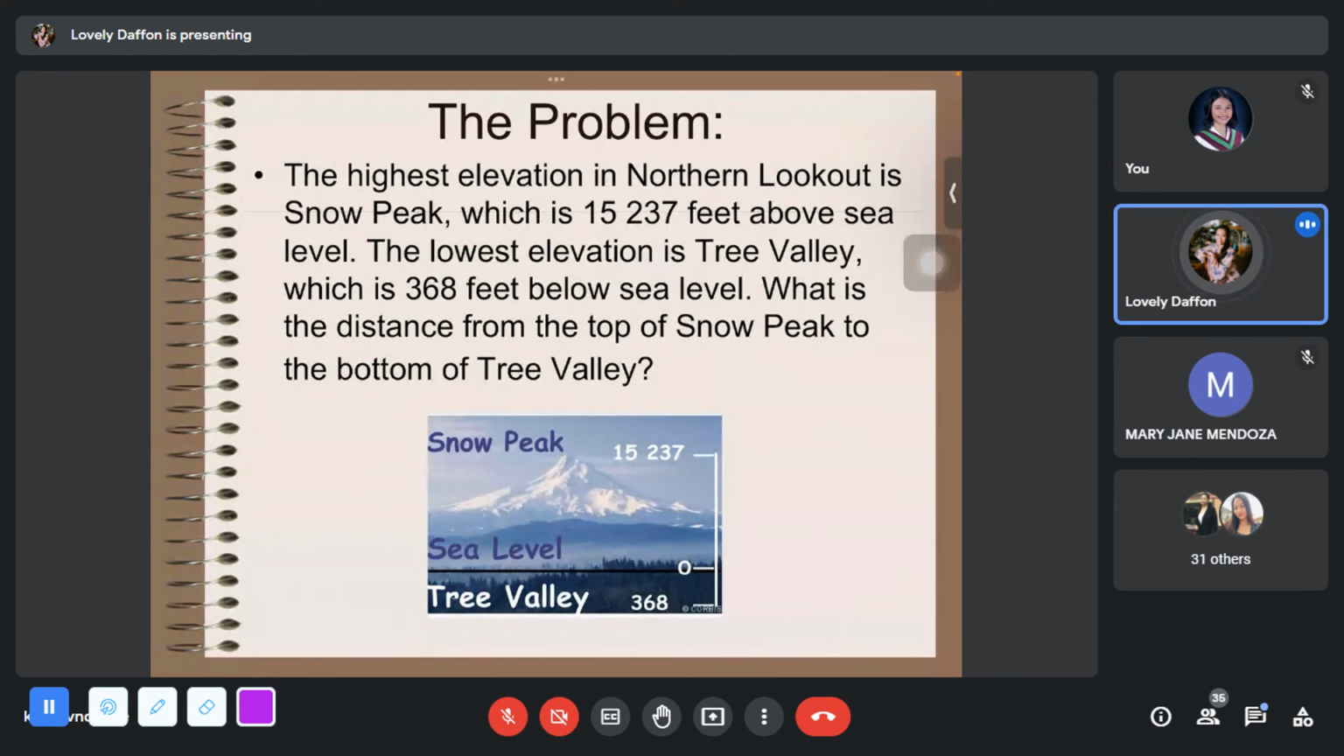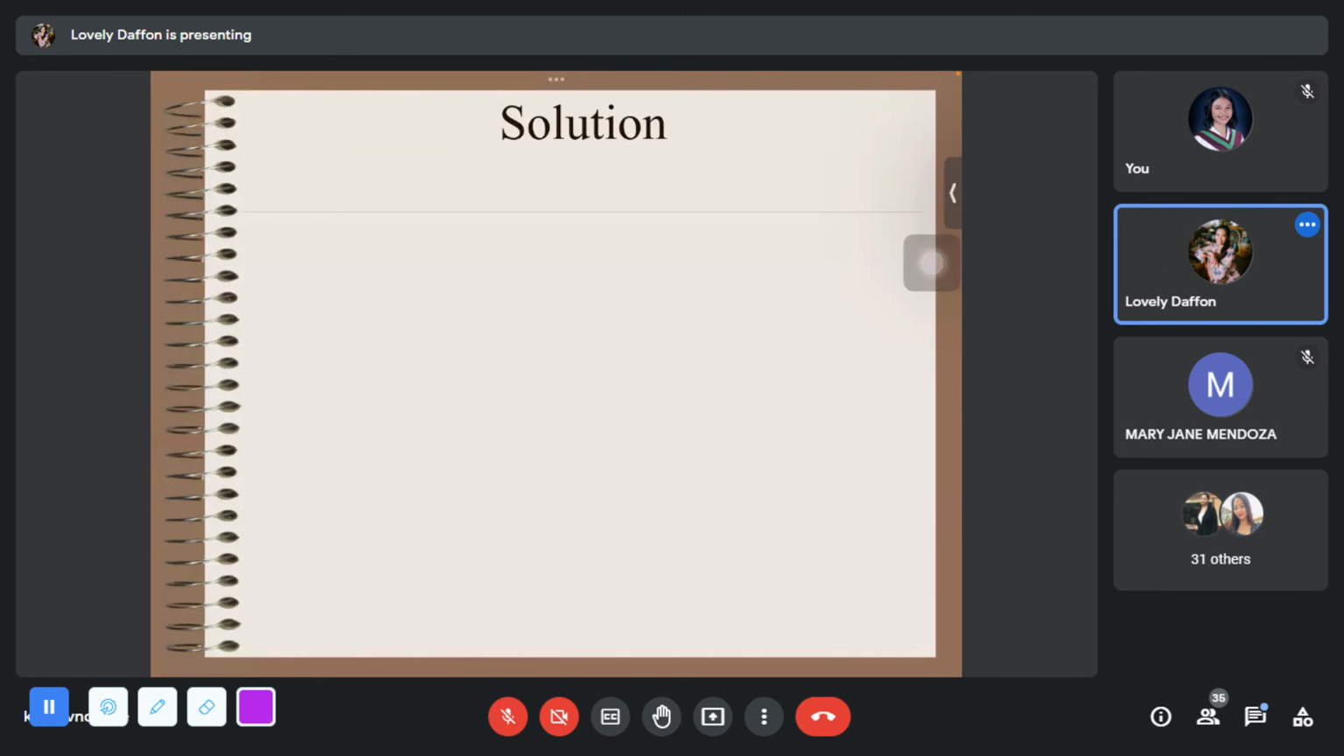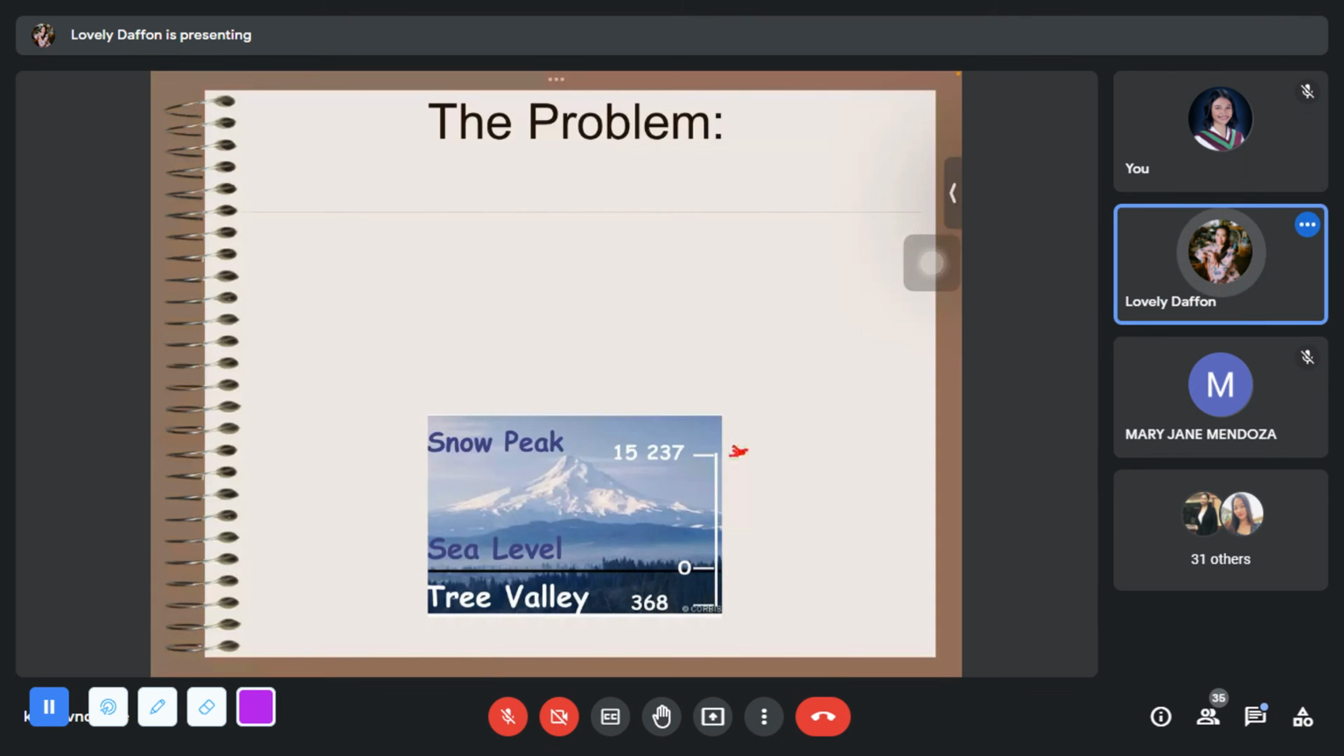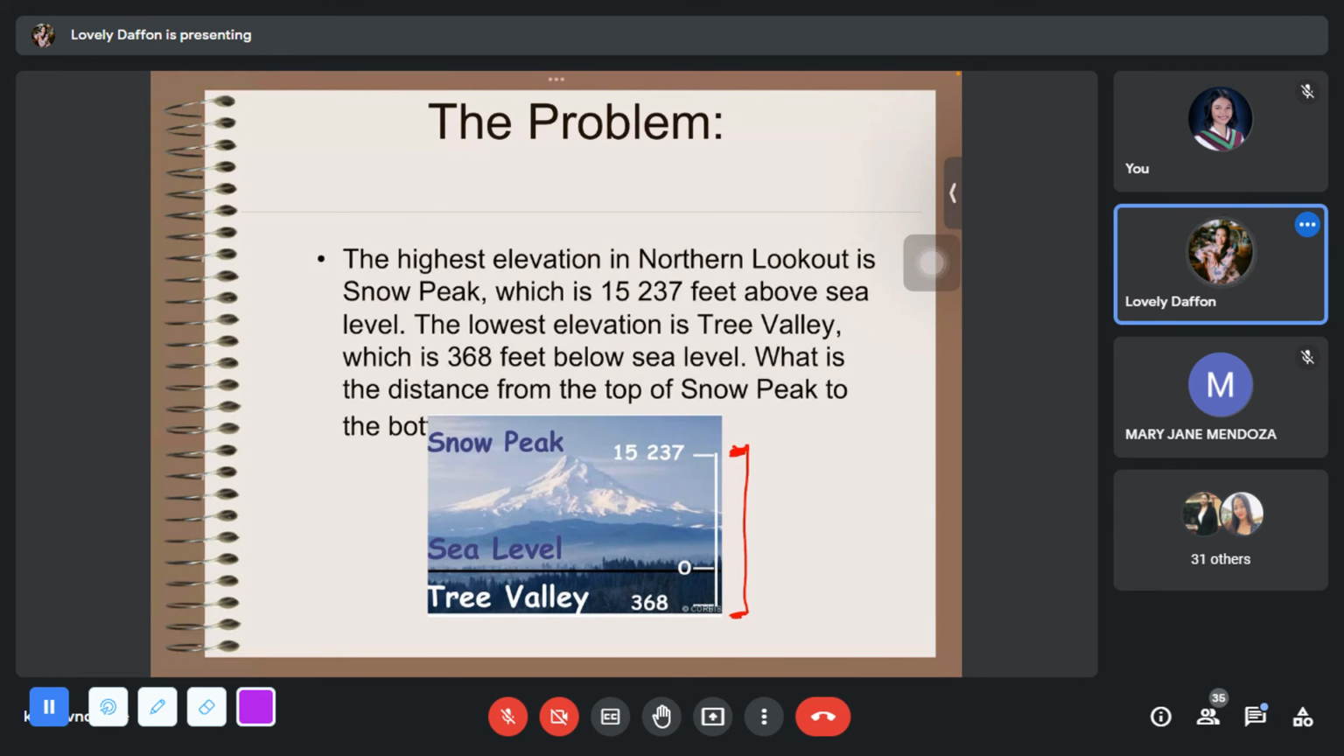Given that you already have the zero, which is the basis of the sea level, we have the above sea level and the below sea level. Then what would be the distance from the top of the snow peak to the bottom of the three valleys? So our question now is to get the distance from here, from the top going down to the bottom. How much is it, all in all? That is actually the problem. What it wants to find is how much.